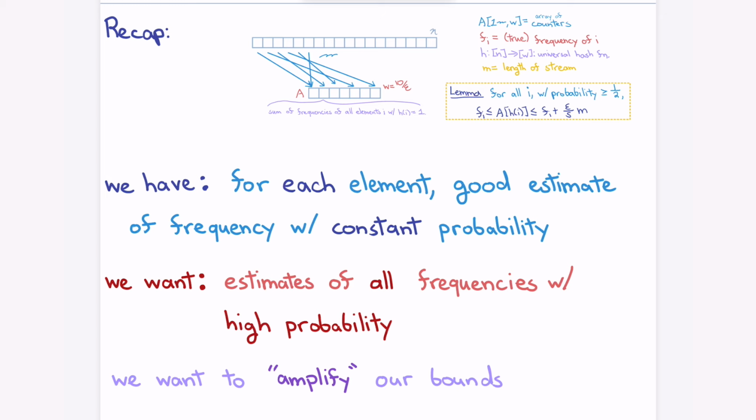Any ideas? Yeah. Just add more hash tables. It's as if you've seen this lecture before. Okay, so what do you mean?